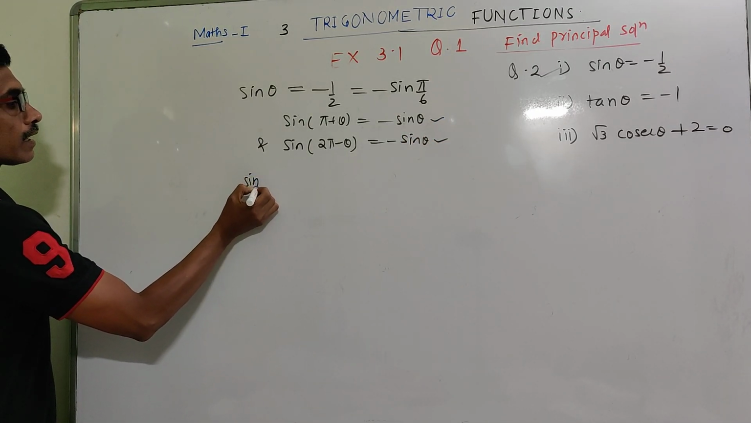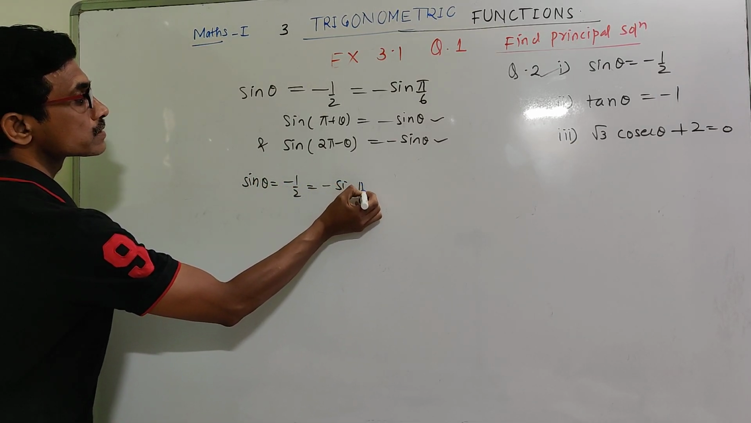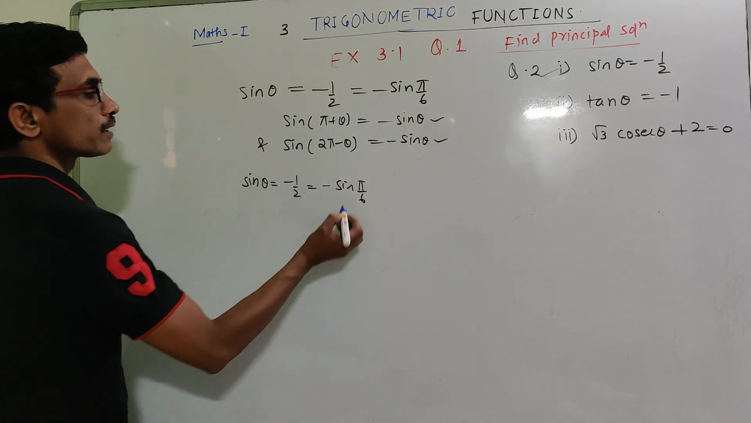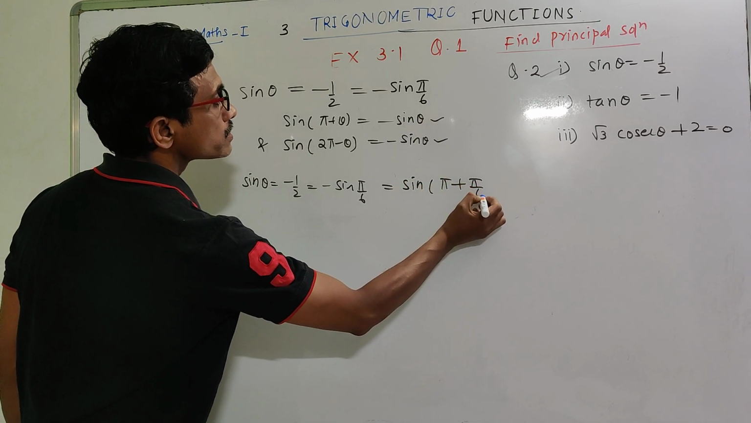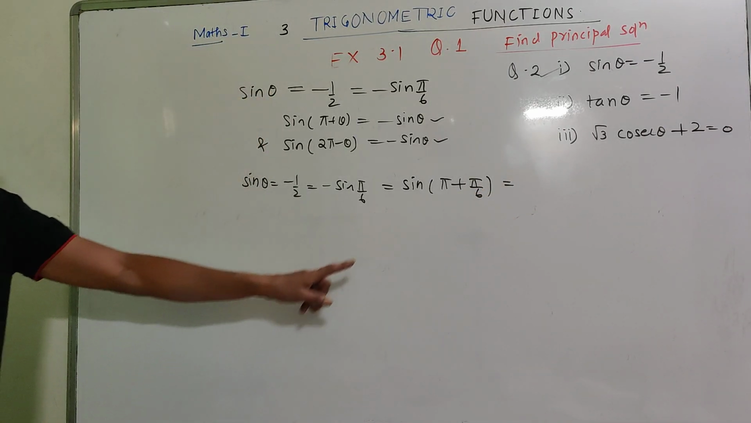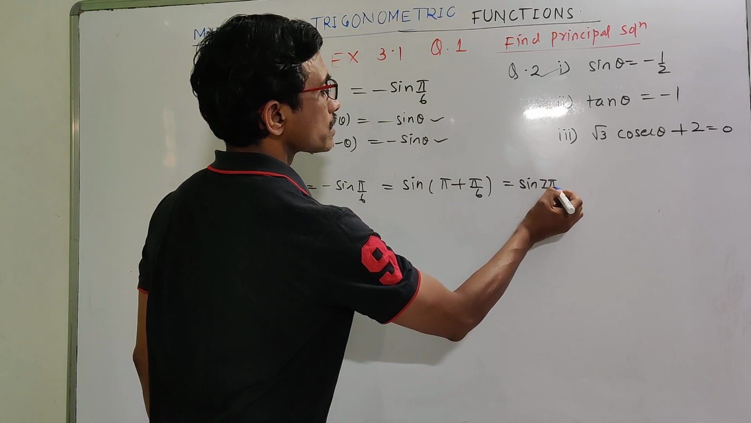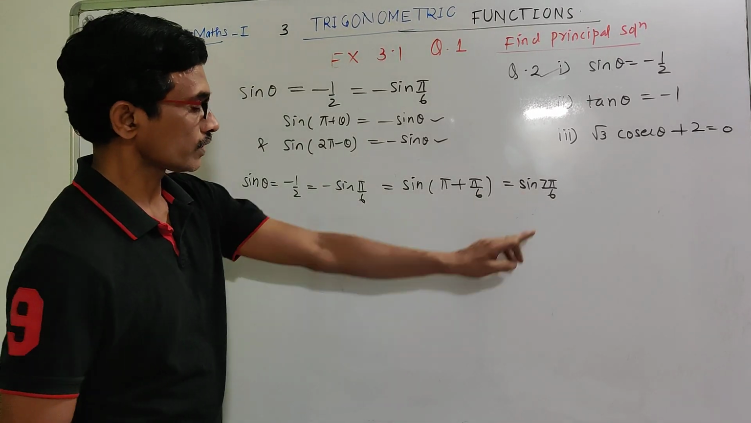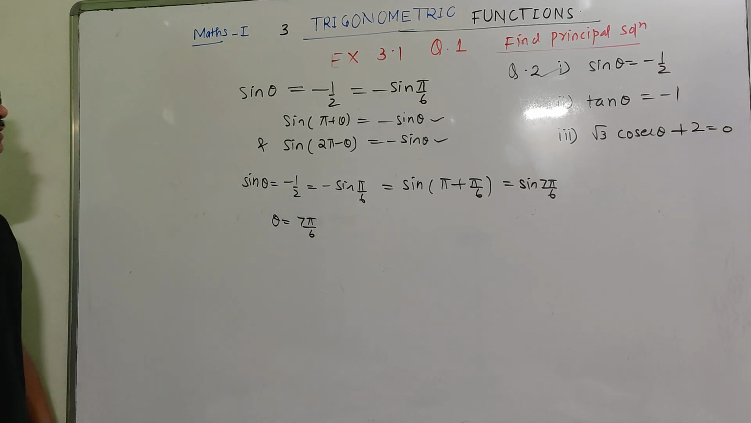Sin theta is equal to minus 1 by 2, it is equal to minus sin of pi by 6. Minus sin theta is sin of pi plus theta. Theta is pi by 6, and this gives us pi plus pi by 6, that is 7 pi by 6. So theta is 7 pi by 6 is one answer.